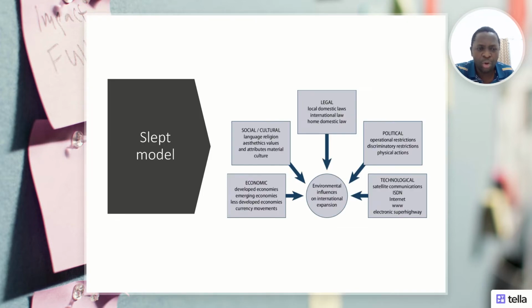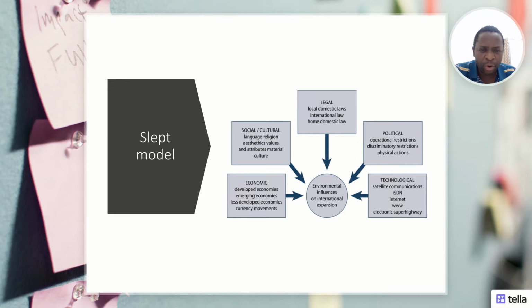Then there is another model, almost similar to the postmodern model, which talks about the sloped model. It looks into the economic, social, and cultural variables, legal aspects, political aspects, and technological aspects, which are critical in any organizational setup. When you want to get into a global marketing activity, you need to understand these different aspects.